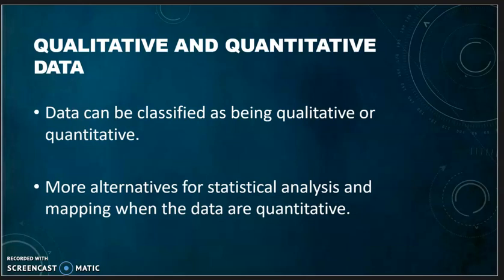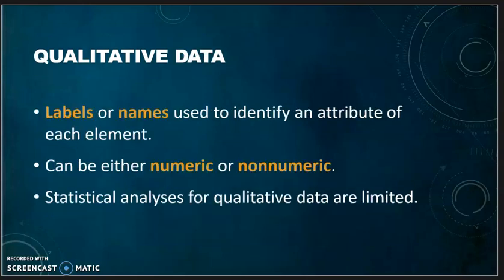So we have qualitative and quantitative data. Data can be classified as being qualitative or quantitative. There are more alternatives for statistical analysis and mapping when the data are quantitative. With qualitative data, you have labels or names used to identify an attribute of each element. It can either be numeric or non-numeric, and statistical analysis for qualitative data is limited.